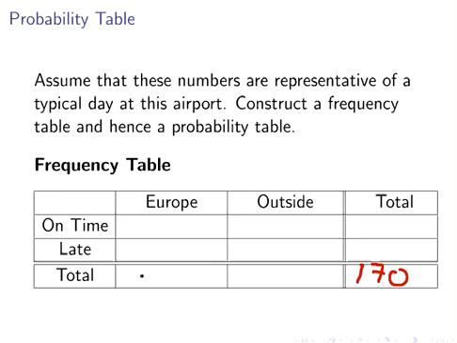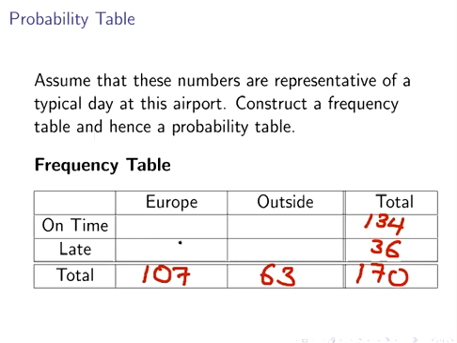Now, we were told that 107 were to Europe. The 107 that were going to Europe were either on time or late. Altogether, there was 107. Additionally, we can figure out that there were 63 to outside Europe. Now, we were told that 36 overall were late, and that means that 134 were on time. Just as a remark, 107 plus 63, the total of that row is 170. 134 and 36, again the column total there is 170.